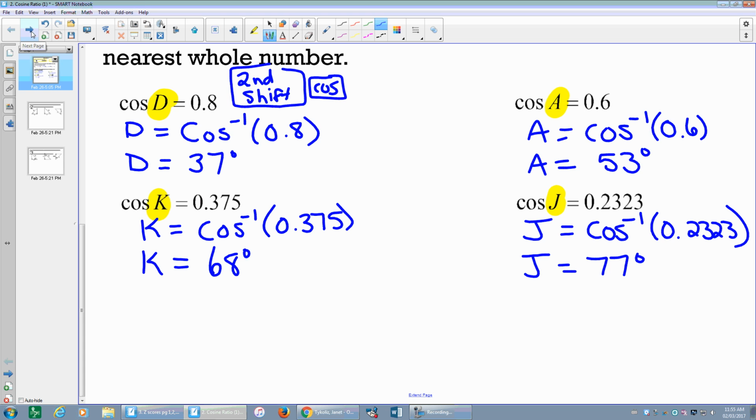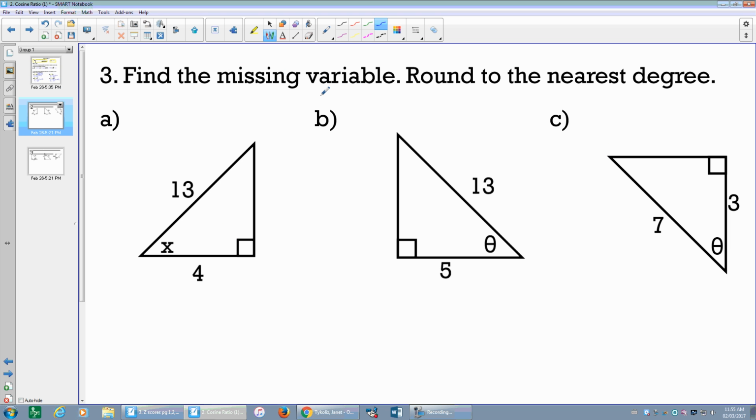Okay, going on to the next piece here. So now we are solving for angles. When you do your homework and you're solving for angles, these are the 3 examples that you want to follow.